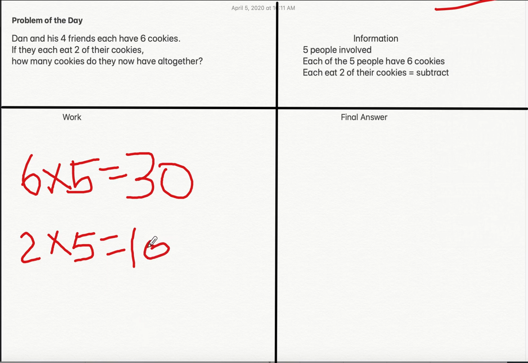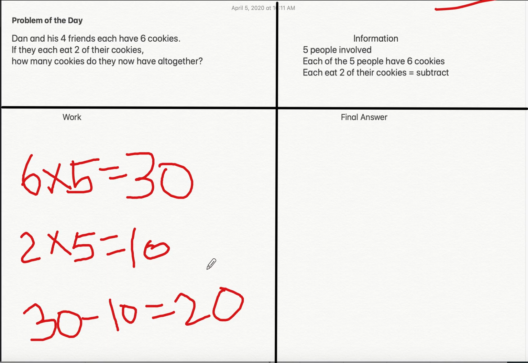So I know I'm taking away 10 cookies. Because I'm taking away 2 cookies 5 times. So now I can also do 30 minus 10 equals what? 20. So that's my problem. Let's write that down in my final answer. So let's figure out how many cookies they have all together. So it says Dan and his 4 friends have a total of 20 cookies all together.